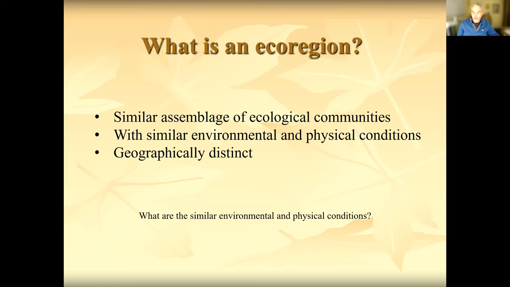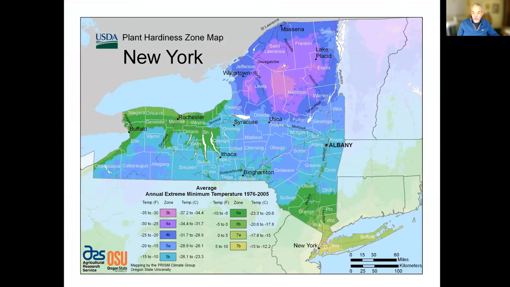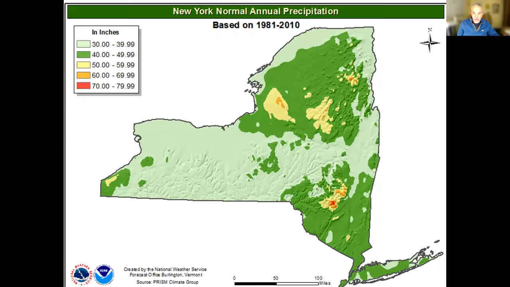So what are those similar environmental and physical conditions? Well, temperature is one. So you can see the hardiness zone map, you know, cold up in the north and warm down in Suffolk County and Long Island. Precipitation, you can see the different precipitation around the state. The yellow and orange areas up to red are the highest precipitation, you can see in the Catskills there, up in the Adirondacks. And way out in southwestern New York, with a lot of lake effect snow out there.